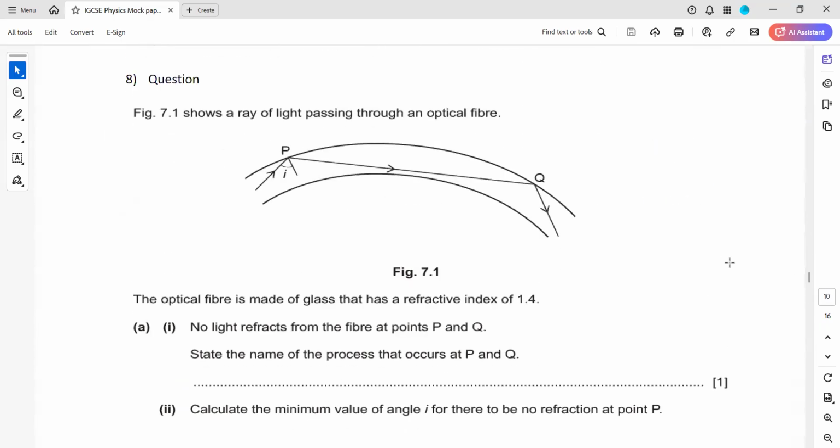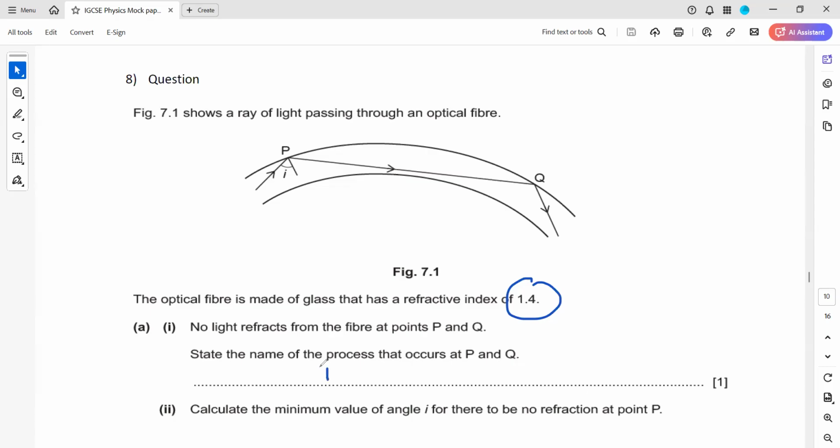In question 8, figure 7.1 shows a ray of light that passes through an optical fiber. The light will undergo total internal reflection. The optical fiber is made up of glass that has a refractive index of 1.4. No light is refracted from the optical fiber at points P and Q. State the name of this process that occurs at P and Q.